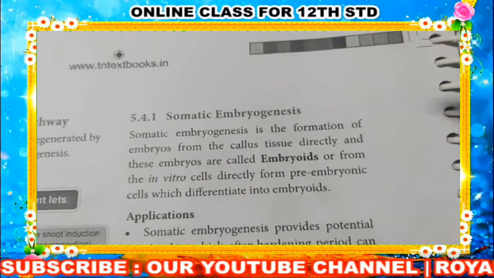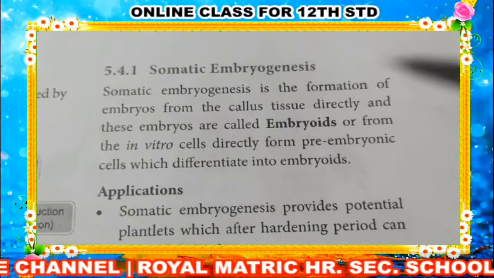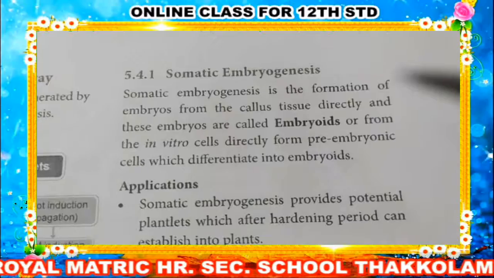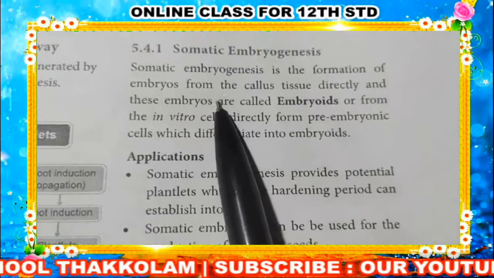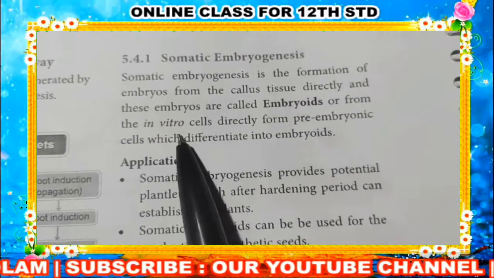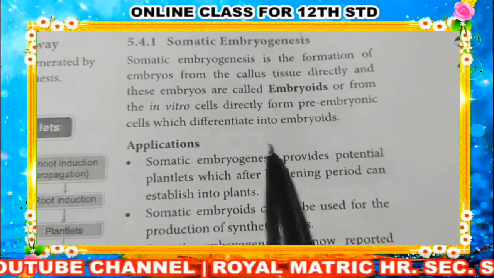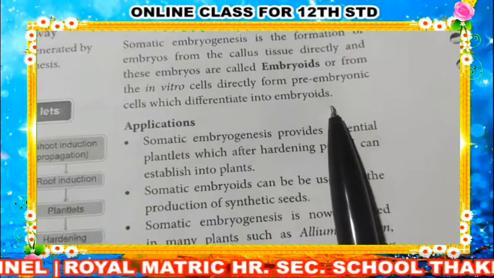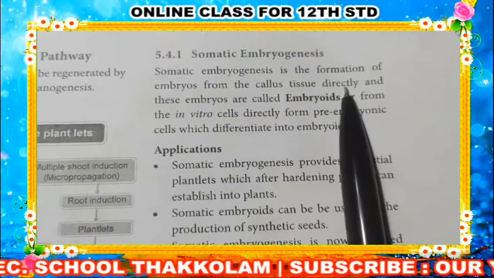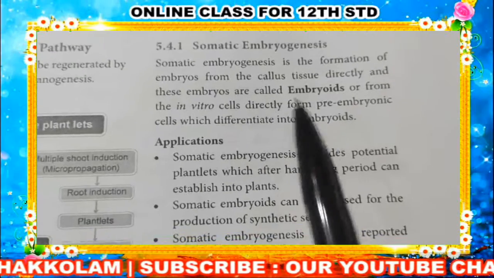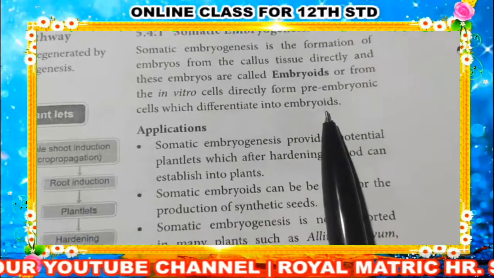Next is somatic embryogenesis. Somatic means the cells apart from the gametes. Somatic embryogenesis is the formation of embryos from the callus tissue directly; these embryos are called embryoids. They are formed in vitro directly from the pre-embryonic cells, which differentiate into embryoids. See, somatic embryogenesis means the embryo formation from the tissue directly, known as embryoids, in vitro inside test tubes, from the pre-embryonic cells that differentiate into embryoids.